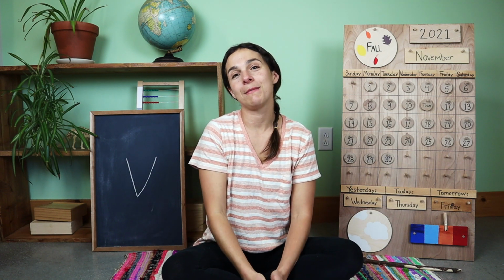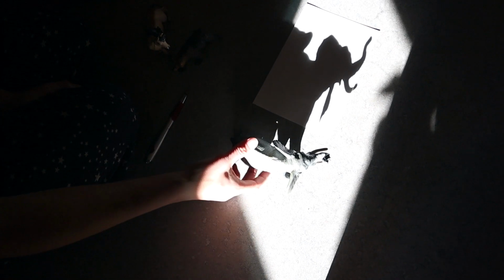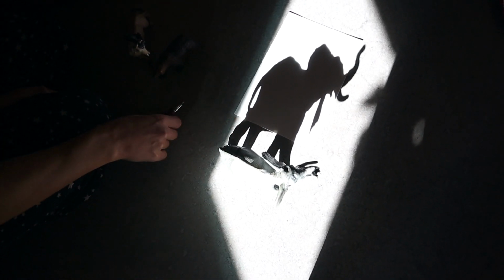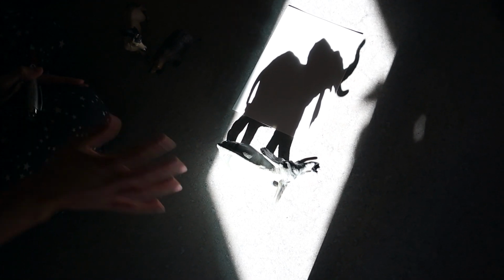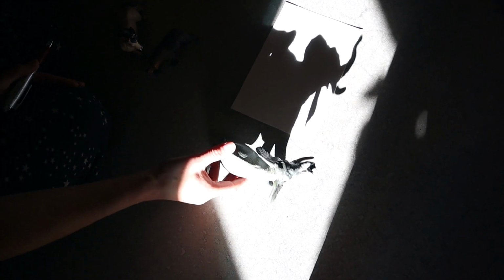And that's what we're going to make for today's work. Let's go check it out. For today's work, we are going to be making some animal shadow art. You're going to need some plastic animal figurines, a piece of paper, a pen or a pencil, and a sunny window, or you can also use a light and position it directly behind your animal figurine until it creates a shadow on the piece of paper.